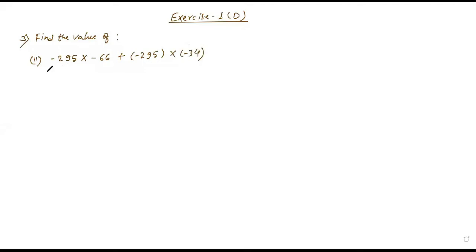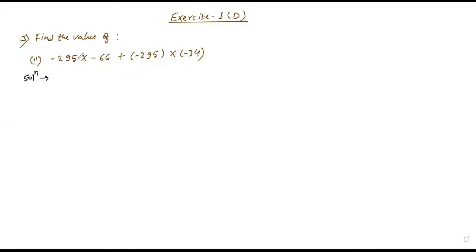Okay, find the value of minus 295 into minus 66 plus minus 295 into minus 34. Okay, now how to solve. Solution: as I told you yesterday, the plus sign or the minus sign, the addition or subtraction, only separates the number of terms. So don't think this is your subtraction.